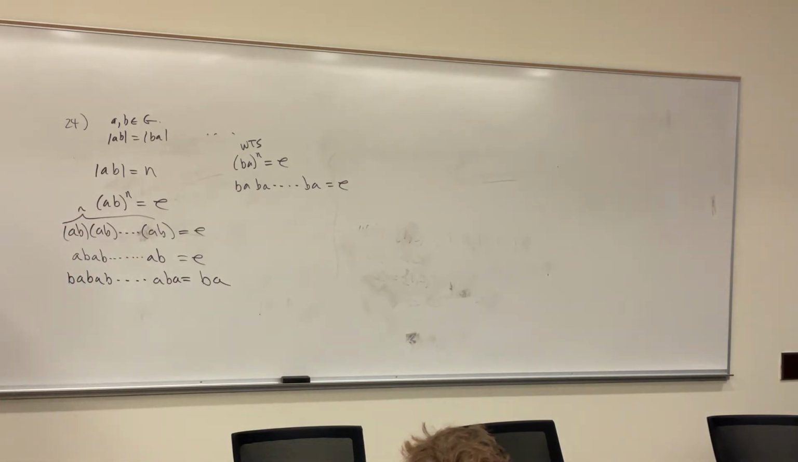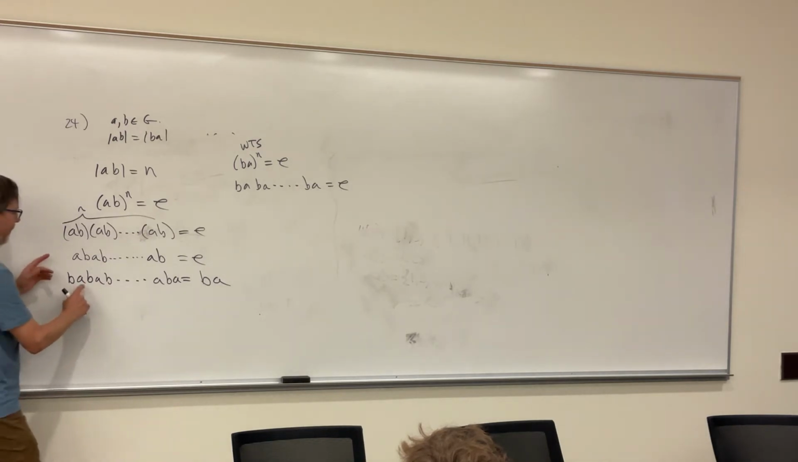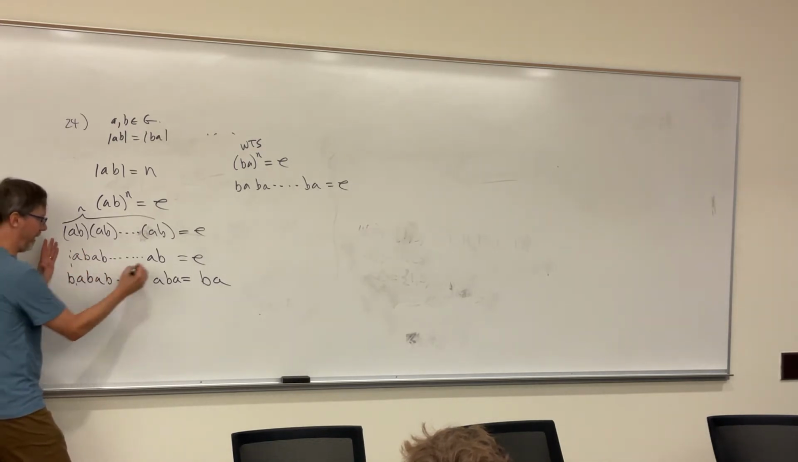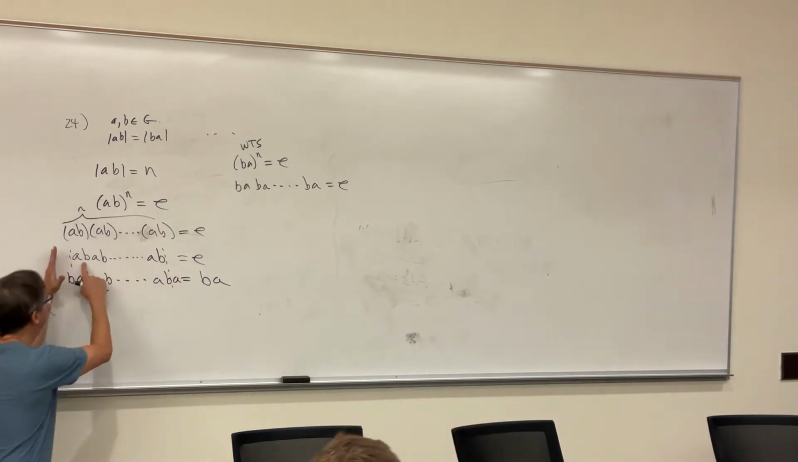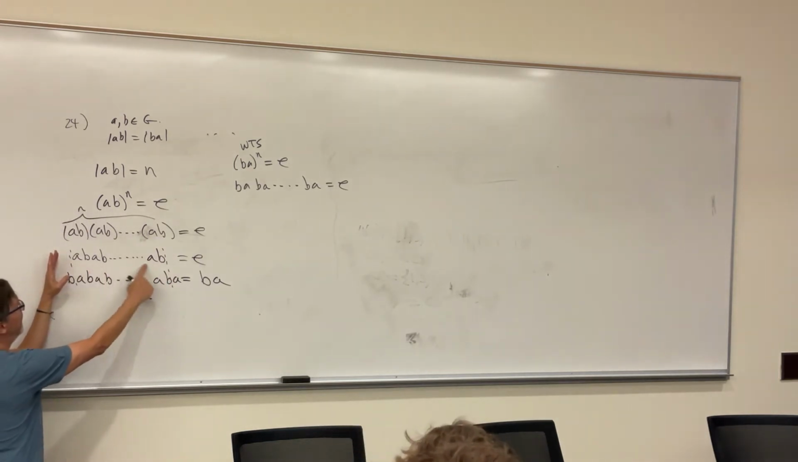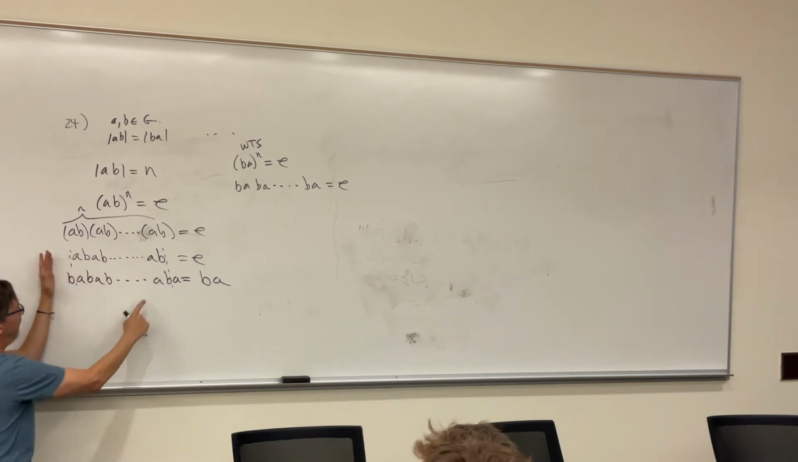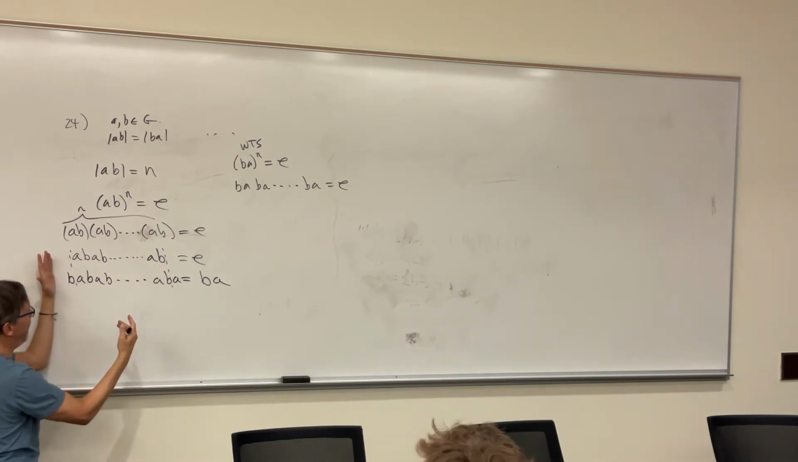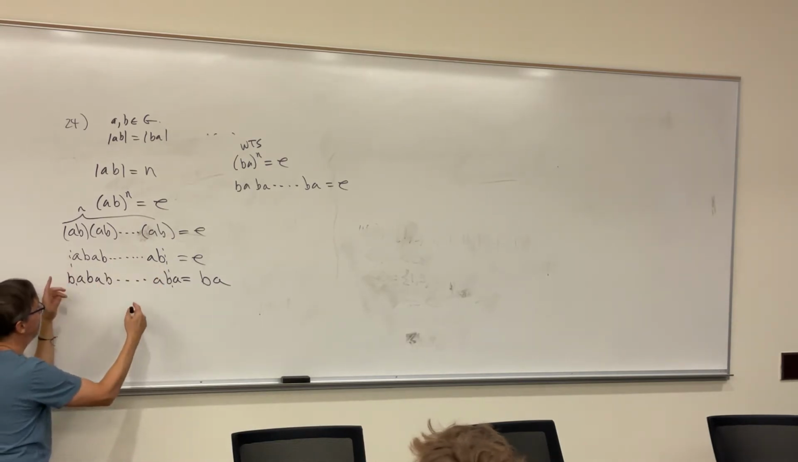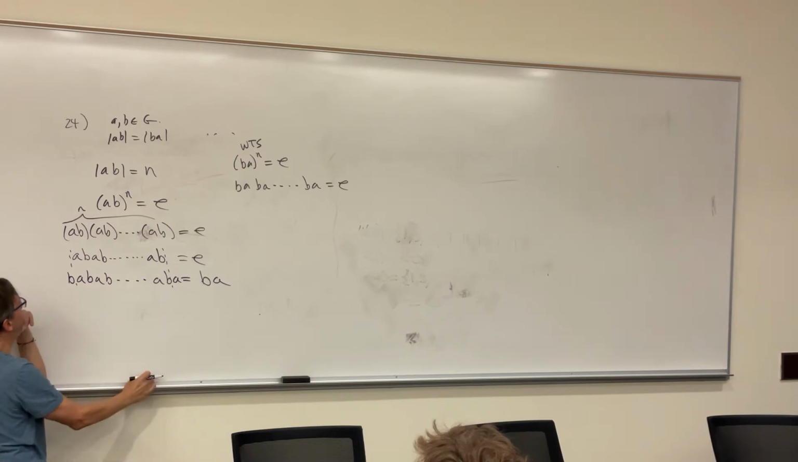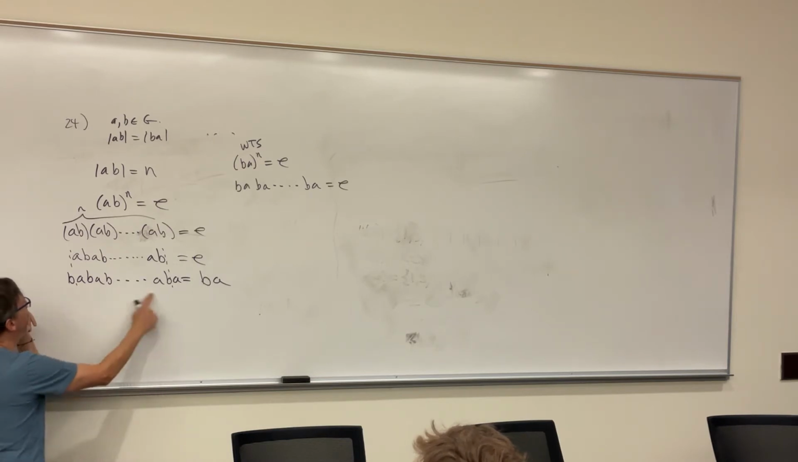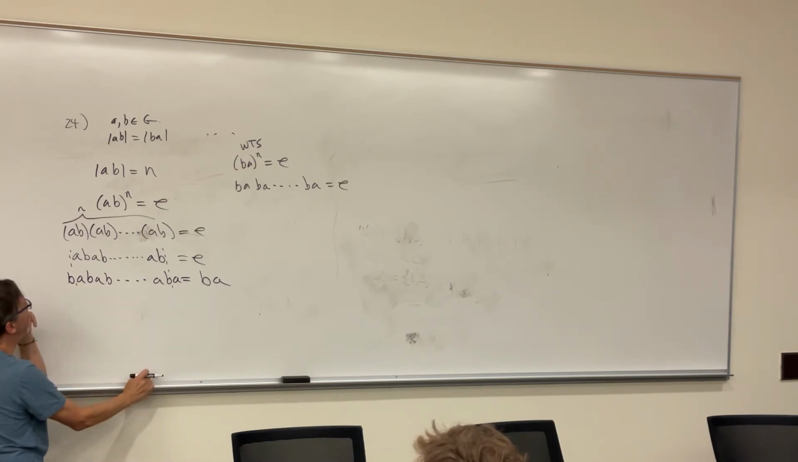Okay, there's BA, right? So let's see, we started with this AB. Anytime I have AB with N copies of it, I know I can replace that with E. Now that just gets us back to BA, right? If I replace this all, BA equals BA.